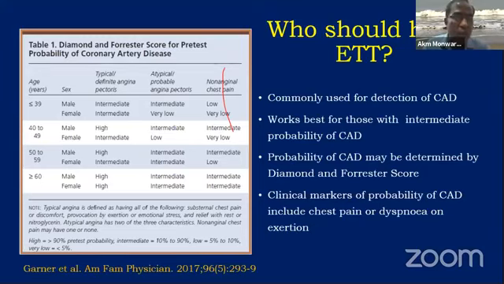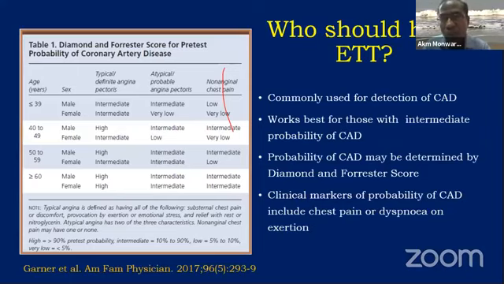On the other hand, female patients, if postmenopausal or at least in the middle age and having typical chest pain, may have more chance of having coronary artery disease. So the target of ETT is this intermediate probability of coronary artery disease based on this scoring system. And on the basis of this scoring system, we can get high probability, intermediate probability, low probability, and very low probability.